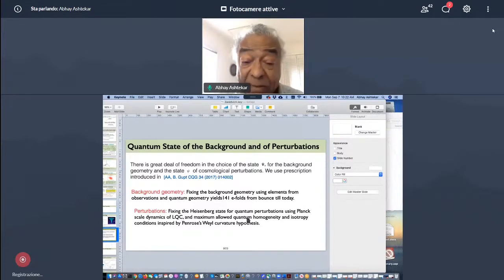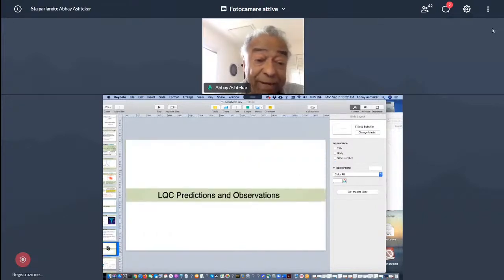And for the perturbations, we fix the Heisenberg state of the quantum perturbations using the Planck scale dynamics of LQC. What one asks is that there should be maximum allowed homogeneity and isotropy, but quantum mechanics introduces uncertainties, and because of vacuum fluctuations, we cannot have exactly homogeneous and isotropic universes. But then there is a condition that is inspired by Penrose's Weyl curvature hypothesis. This hypothesis was made in classical relativity, and it has been elevated to quantum geometry. So when this is done, we can make predictions. What are the predictions for the various observations?